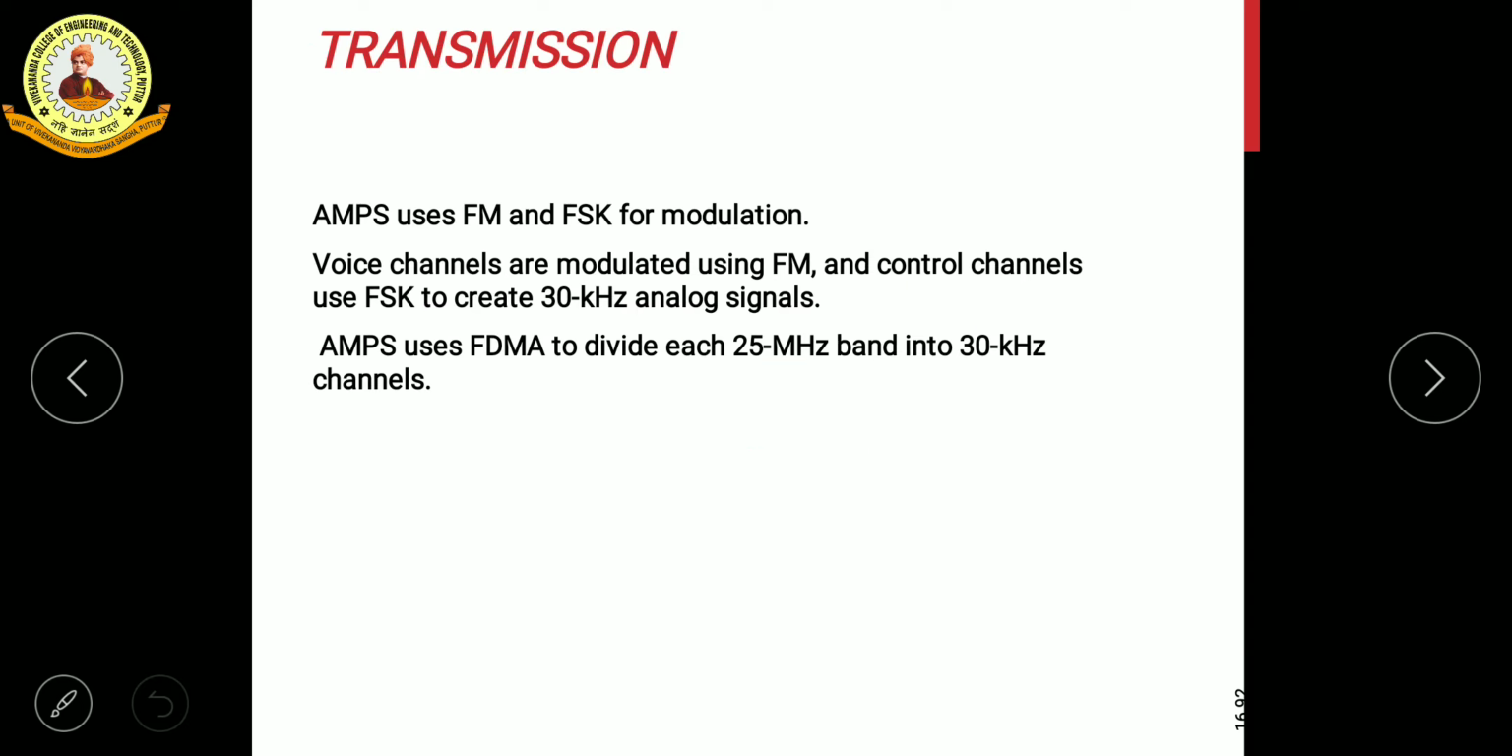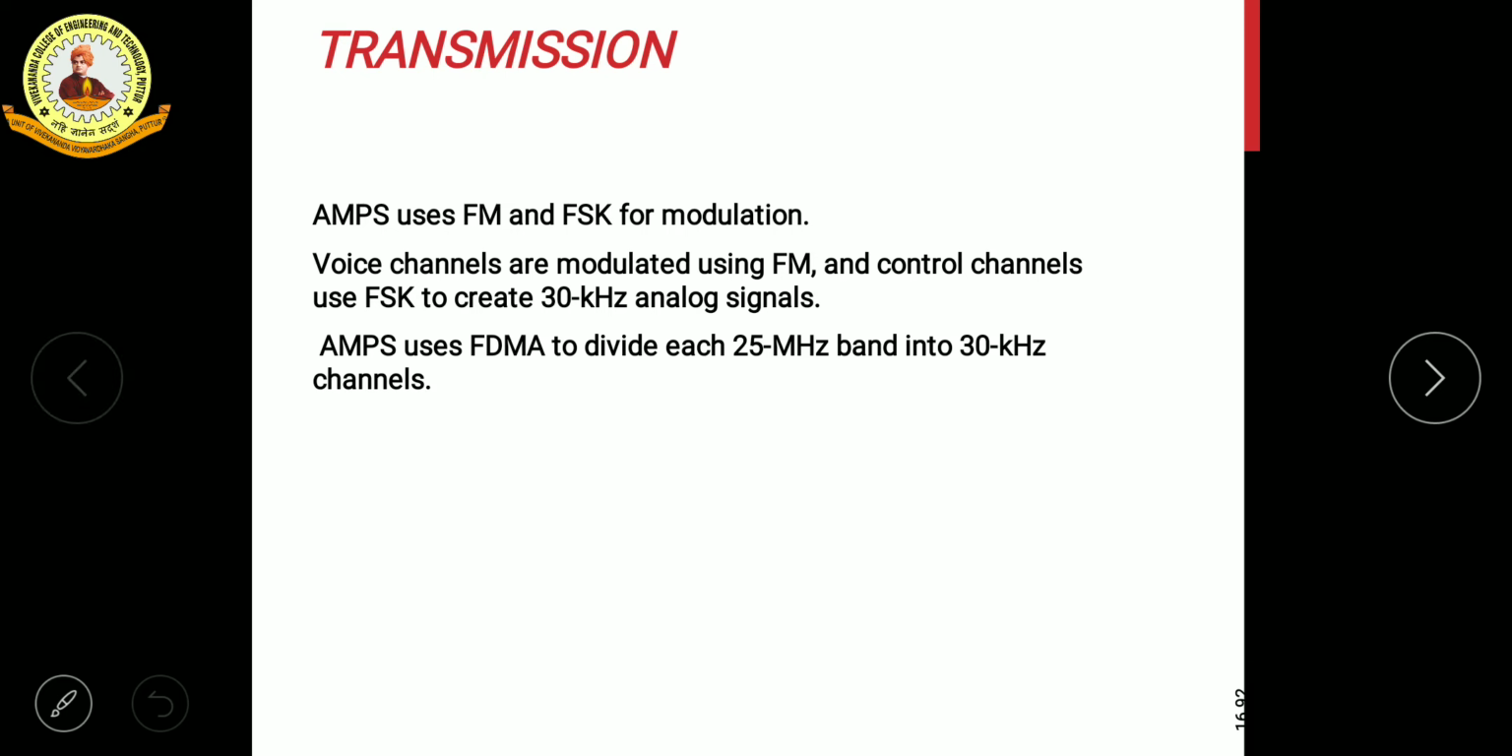Okay. Then transmission, AMPS uses FM and FSK. What is FM? Frequency modulation. And what is FSK? Frequency shift keying for modulation. Then voice channels are modulated. These two techniques, frequency modulation and frequency shift keying, we have already discussed, so I am skipping it. So voice channels are modulated using frequency modulation, and control channels use frequency shift keying to create 30 kilohertz analog signals, right? Then AMPS uses FDMA to divide each 25 megahertz band into 30 kilohertz channels.